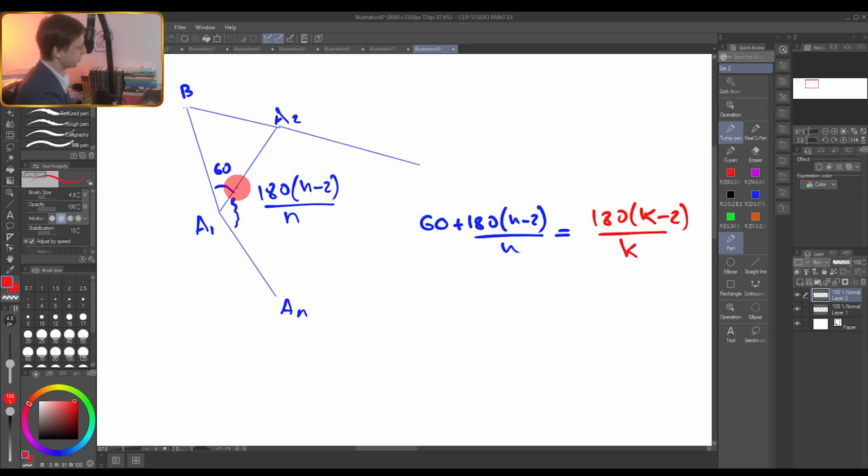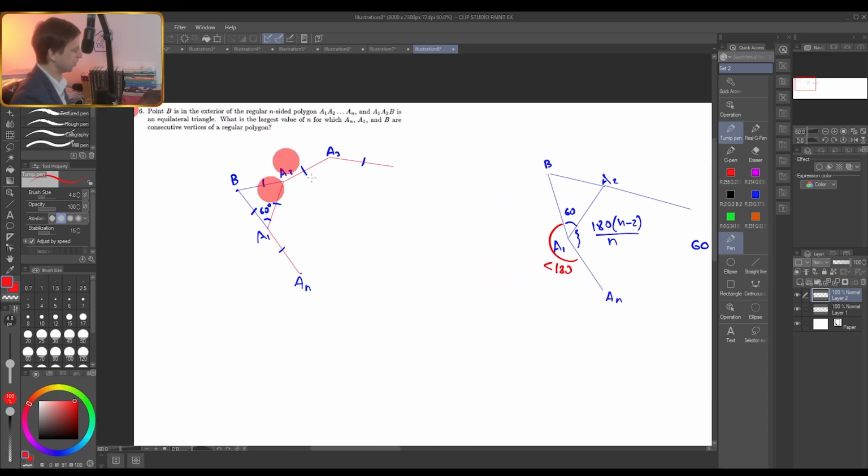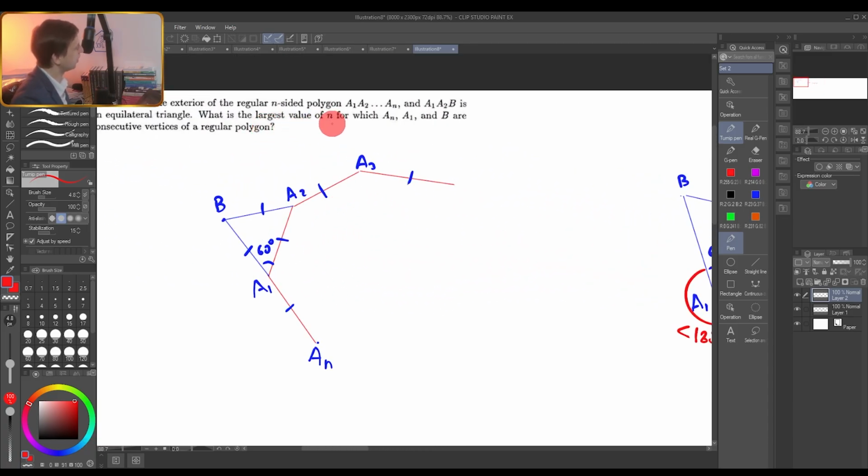And if this one is greater than 120, this one is 60, so it means that this one will be larger than 180 for any n greater or equal to 7, and there is no regular polygon that goes like this. So the remaining angle will be less than 180, because this one is larger than 180. And we should look at the regular polygon on the other side. It's a very important point for us, because we want to find the largest value of n. So we want to find n as large as possible.